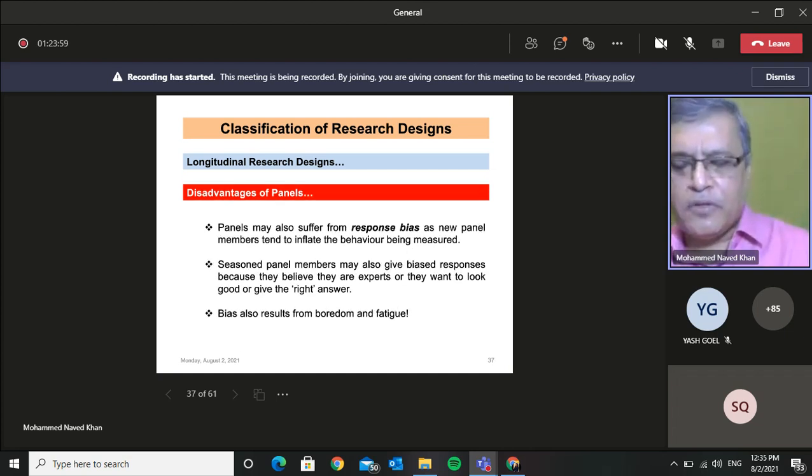Then we have problems of response bias, people giving answers which they think are right. We don't want right or wrong answers. Whatever is emerging, provided it is a genuine response, is fine as far as my research is concerned. And also always see to it that your questionnaire, be it for cross-sectional design or for longitudinal design, should, as far as possible, be a short and sweet questionnaire.